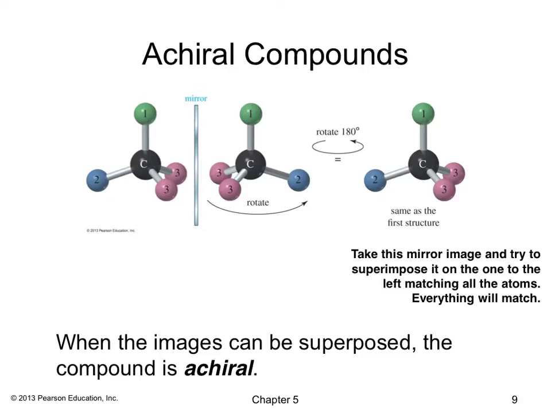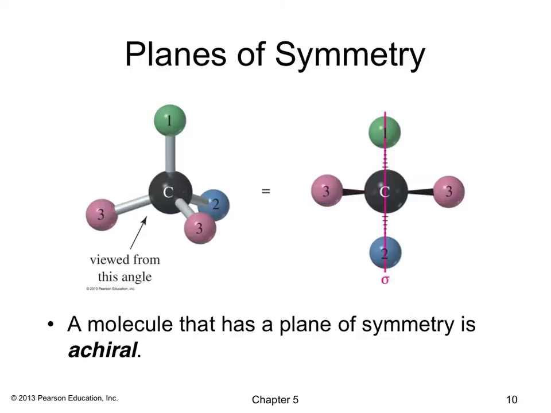Achiral compounds. If you take a molecule and you take its mirror image and you find that its mirror image is superimposable, as in the example I showed you with the chair, that means the compound is achiral. So this molecule that's the mirror image, if you rotate it 180 degrees, is an exact identical molecule as the original. So how can you detect achiral molecules? Well, one easy way is to see whether the molecule itself has a plane of symmetry.